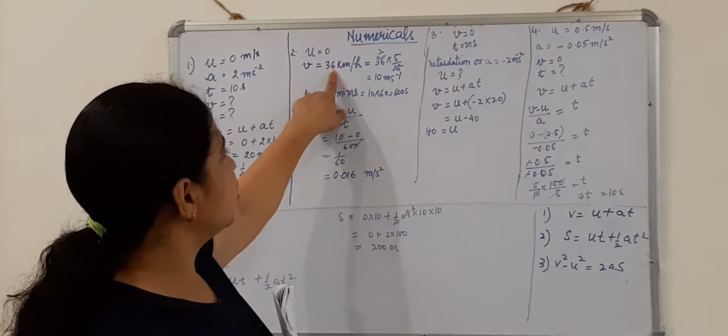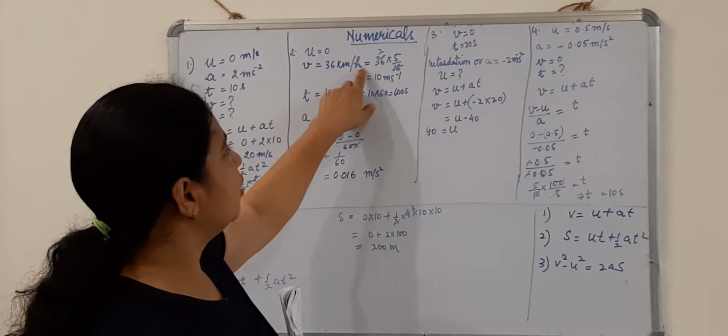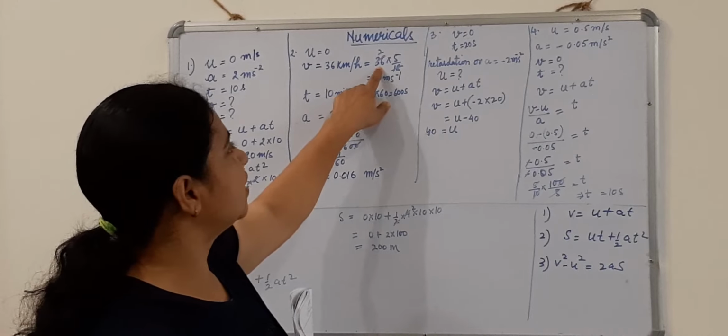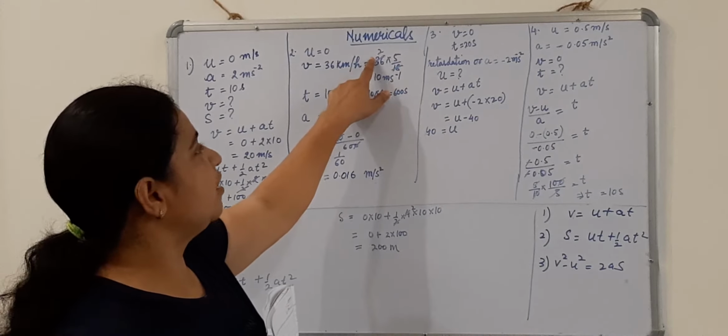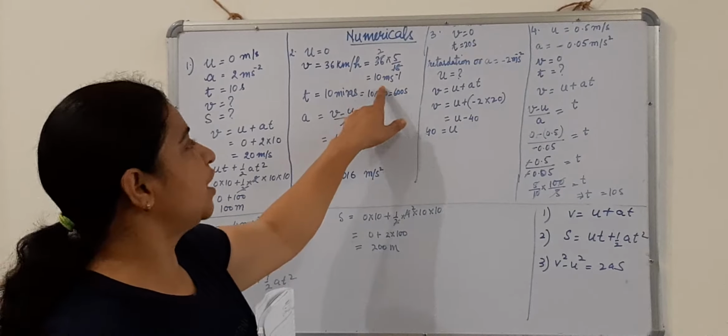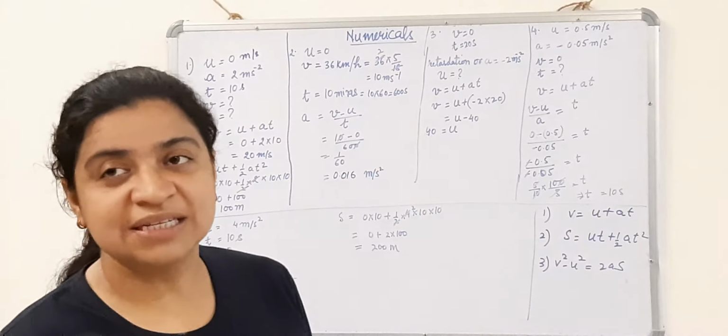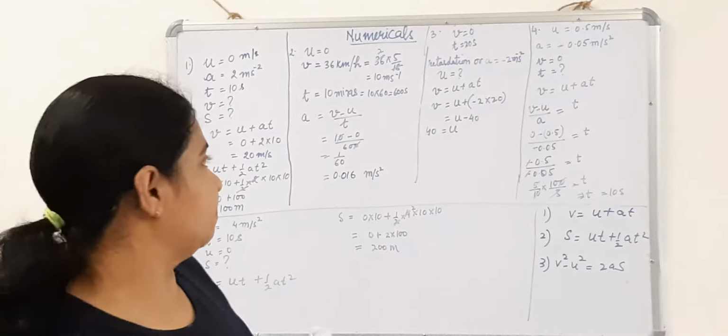Now here we need to change this 36 km per hour into meter per second. So what I have done: 36 into 5 upon 18. 18 ones are 18 and 18 twos are 36. That is 5 into 2, 10. I got 10 meter per second as the final velocity.